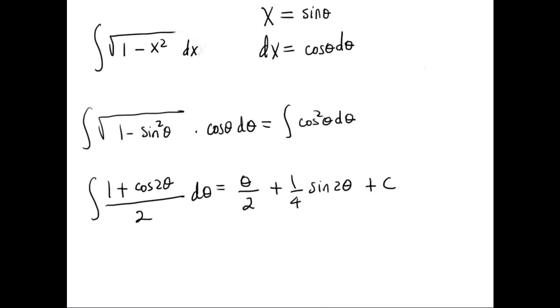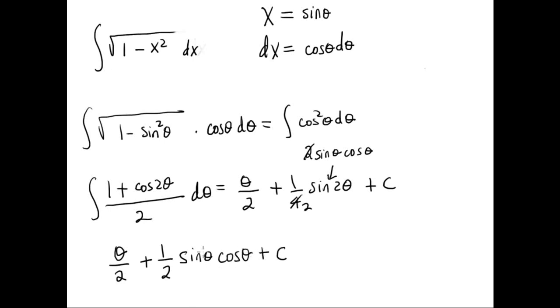Now, you can leave it like that, no? No, because we have to express everything using the original variable, x. I can use the double angle here: this is 2 sine theta cosine theta. The 2 cancels, and this is theta over 2 plus 1/2 sine theta cosine theta, plus a constant. To finish this part, we have to construct a triangle.